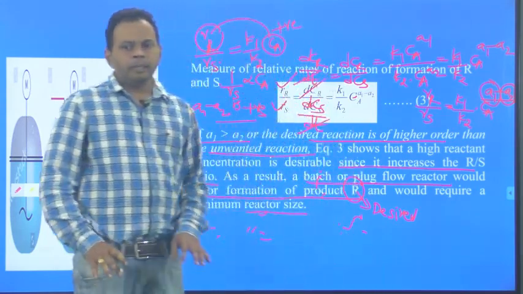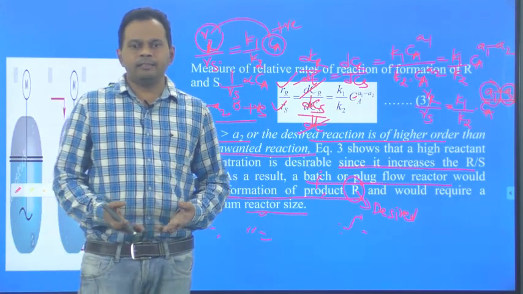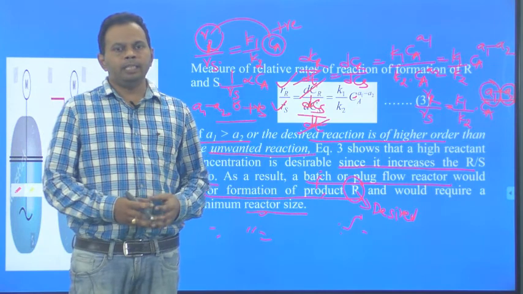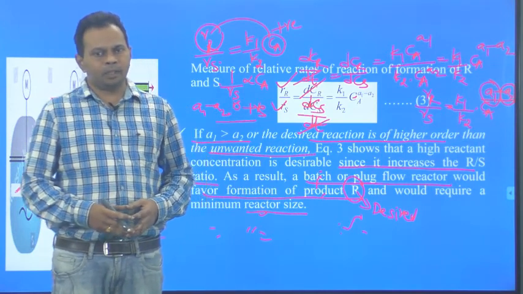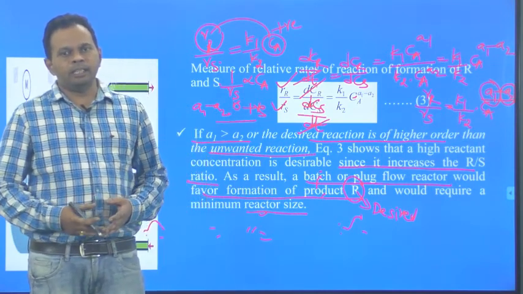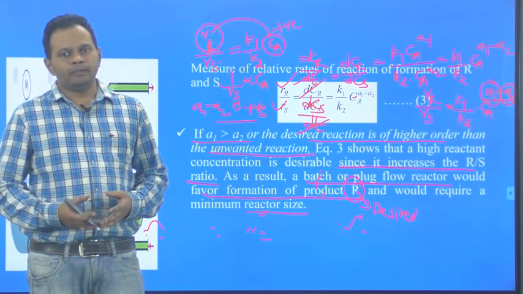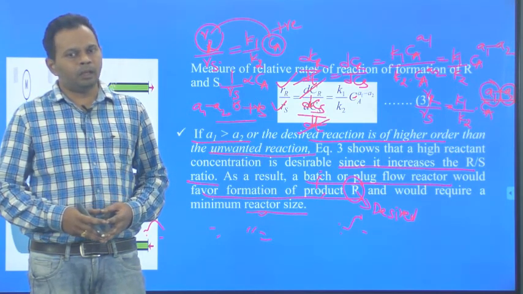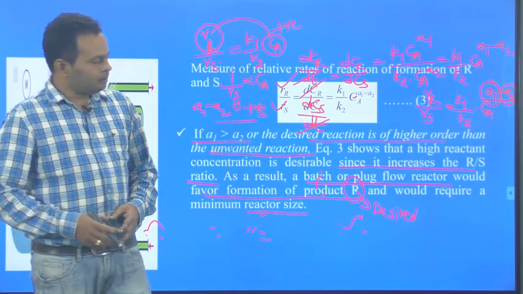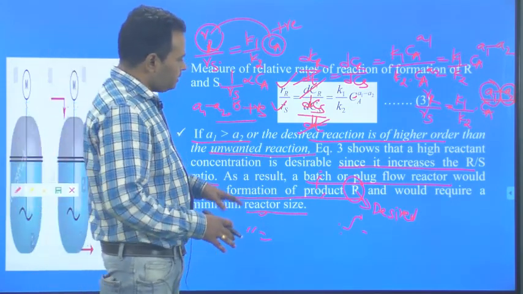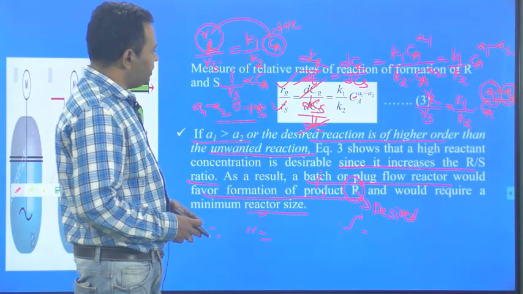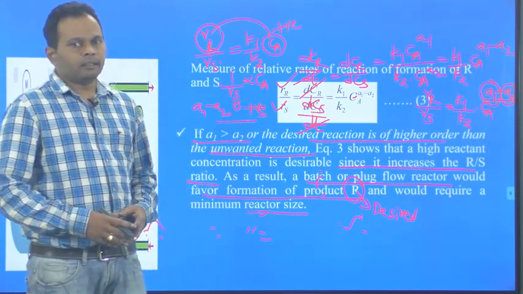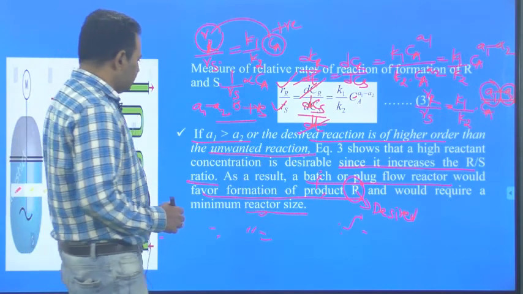So if you maintain a high Ca, we can always increase the formation of R and minimize the formation of S, the undesired product. For that, the favorable reactors are the batch reactor and the plug flow reactor, with the minimum reactor volume. This is the case if a1 is greater than a2, if the order of the desired reaction is greater than the order of the undesired reaction. So now take the second case.